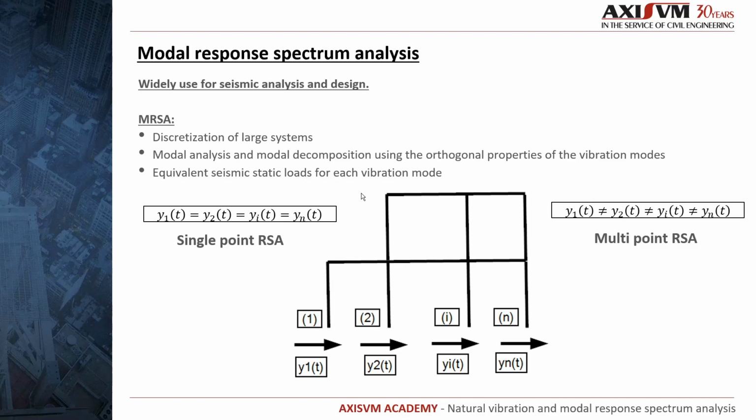The application of the response spectrum method differs depending on whether all supports are moving in the same way or not. These are called single-point RSA and multi-point RSA. An example of multi-point response spectrum analysis is the analysis of a long bridge structure where the incoming seismic waves may be different at each support due to the large extent of the structure.